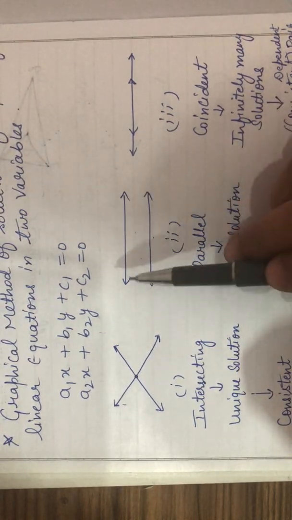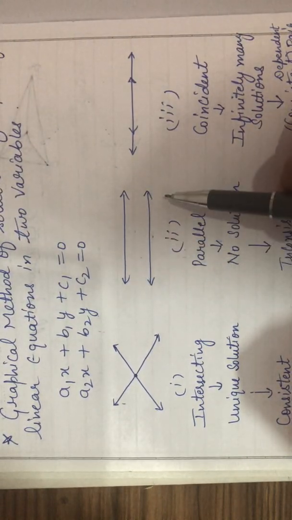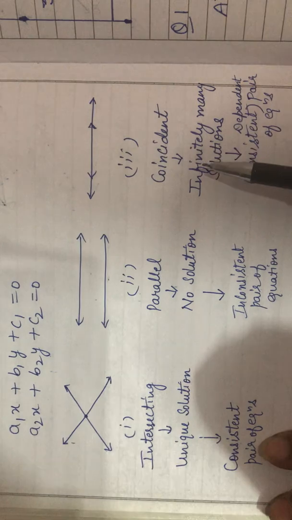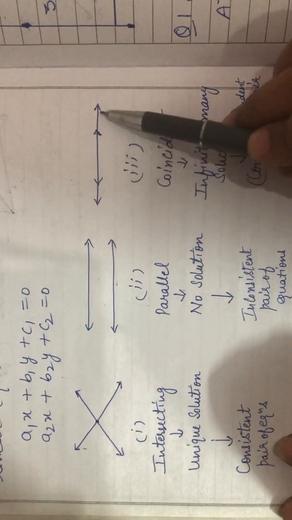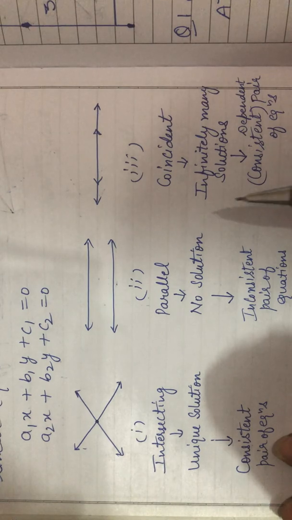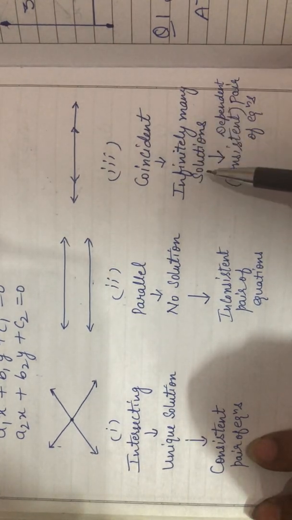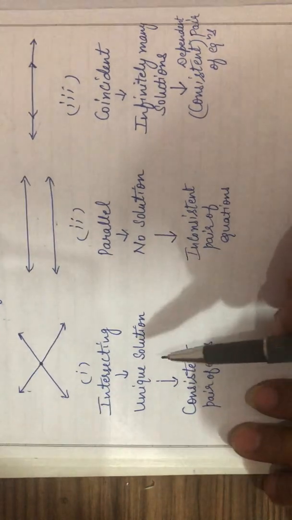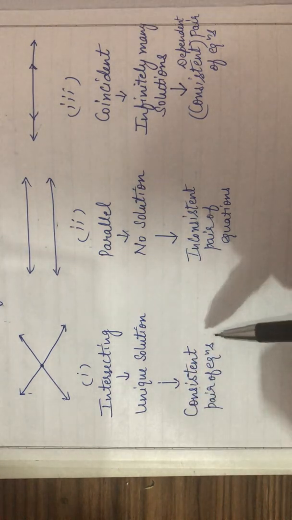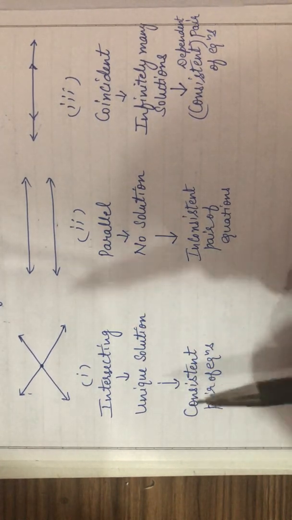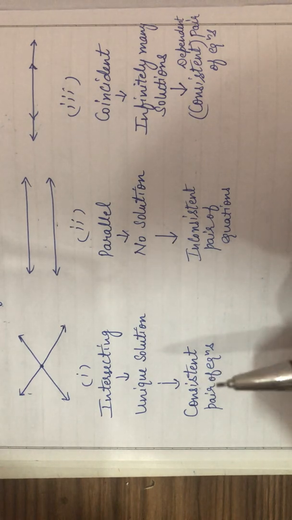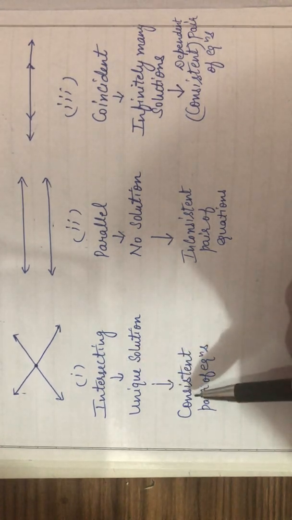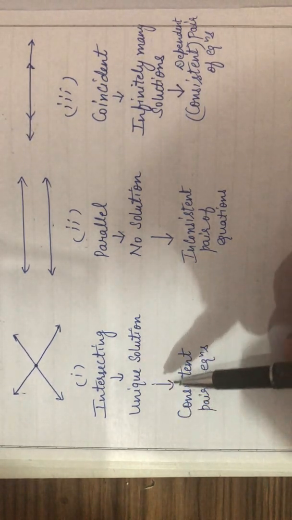And if they are not intersecting, it means they are parallel, so no common point between them, it means they have no solution. And if they are coincident, every solution of the first equation will be the solution of the second equation. So they will have infinitely many solutions. And if they have a unique solution, that is one solution, then we say they are a consistent pair of equations. Consistent means they should have at least one solution.